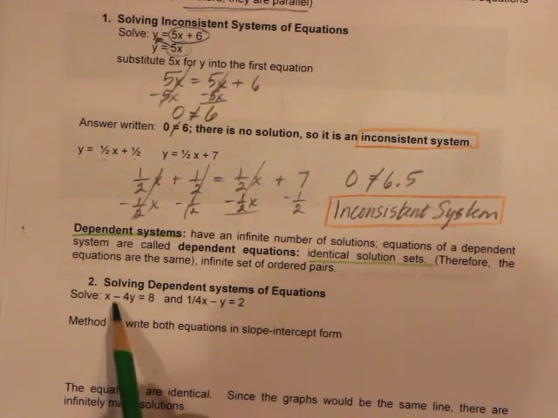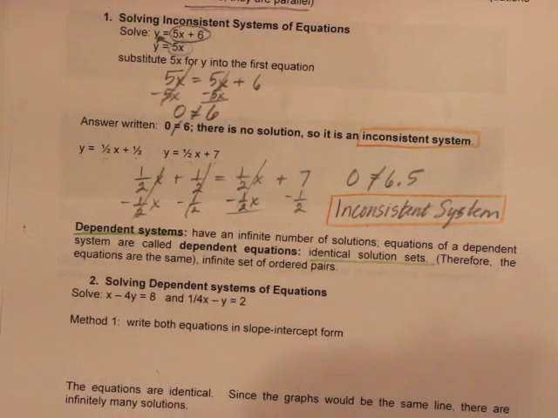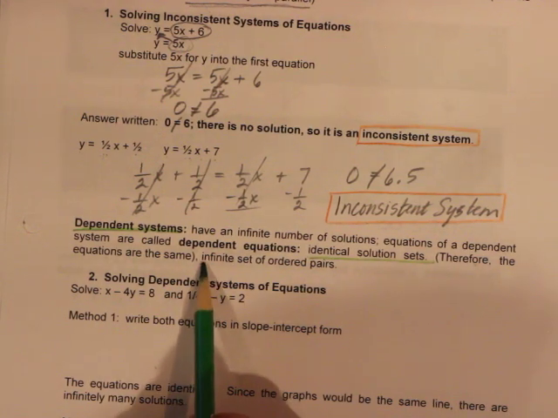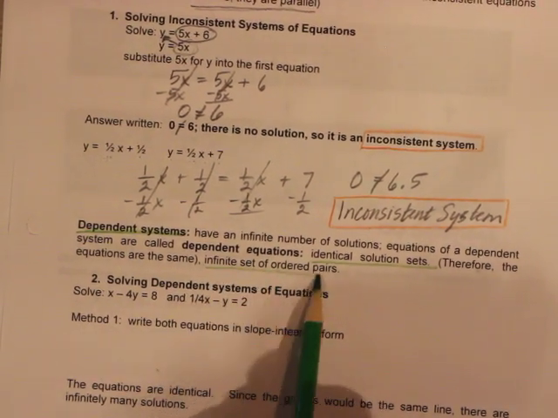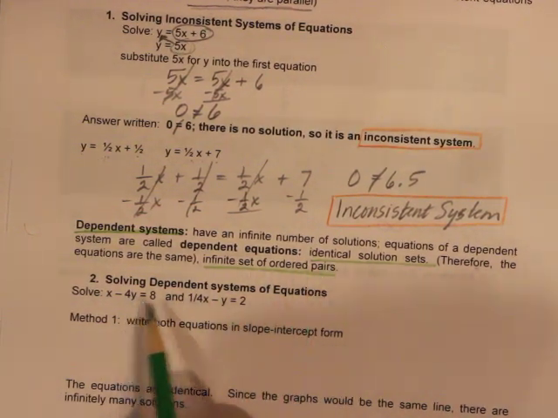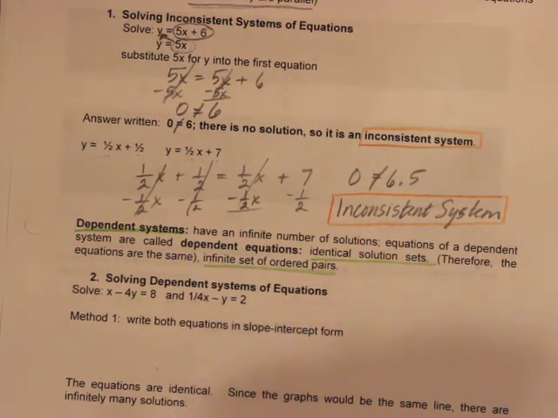If two equations end up being identical when you do the math and the two sides end up equal to each other, what you have is the same exact line. If we've got infinite solutions, or an infinite set of ordered pairs that satisfy both equations, then what you're looking at is two different forms of an equation that represent the exact same line. Let me show you how we can figure this out. Two different methods for this.